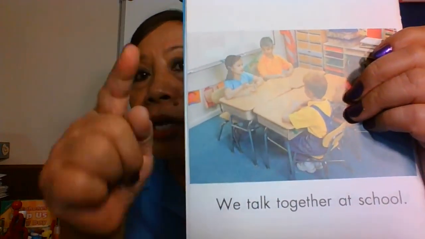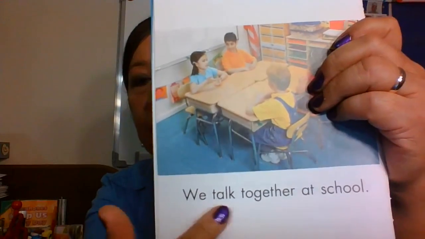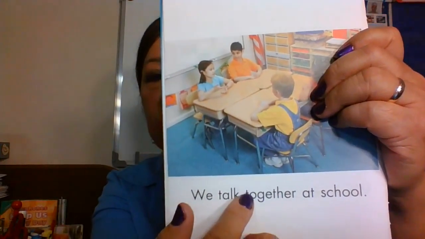Now listen carefully as I read the sentence out loud. Follow along silently. We talk together at school. Your turn to read the same sentence. Get ready. We talk together at school. Very good job. Next, let's take a look.